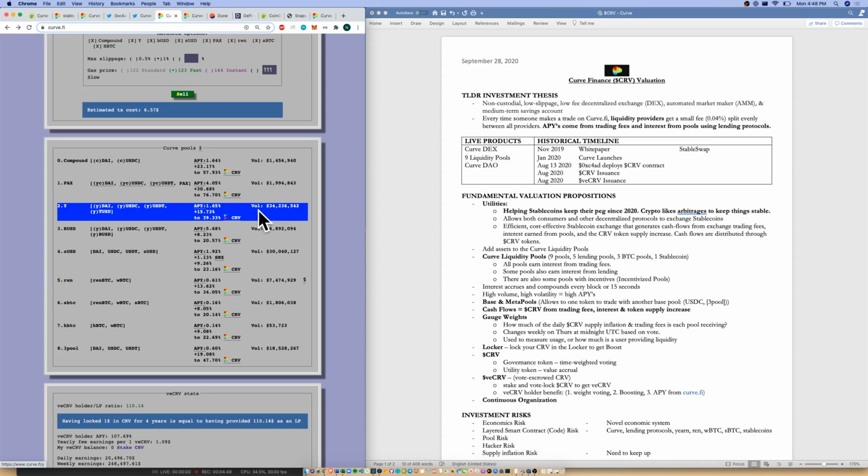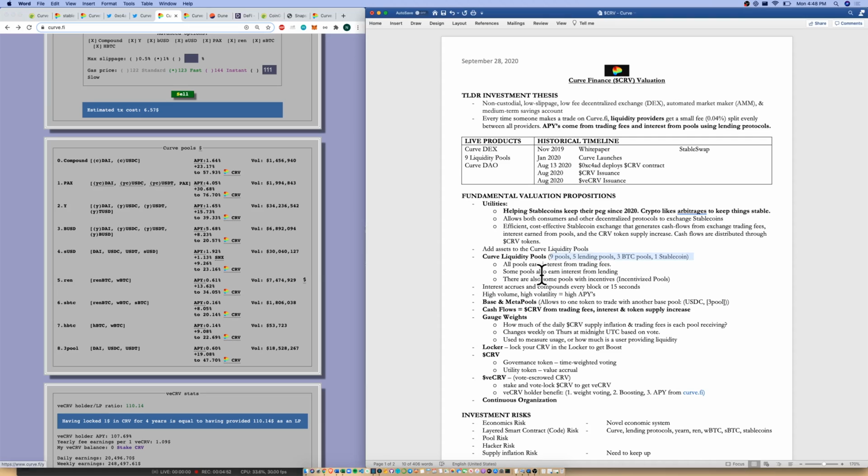So a little bit of yield farming there from depositing stablecoins, you're earning CRV. All pools earn interest from trading fees. Some pools also earn interest from lending, the lending pools 0 through 4. And then there's also some pools that are incentivized pools.